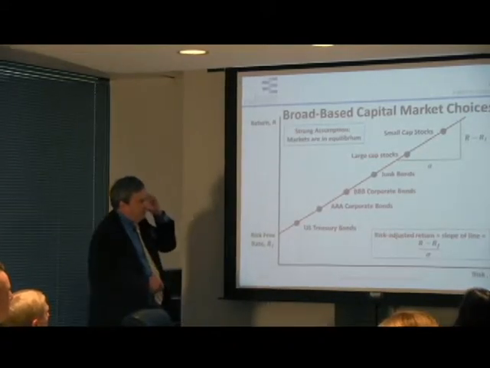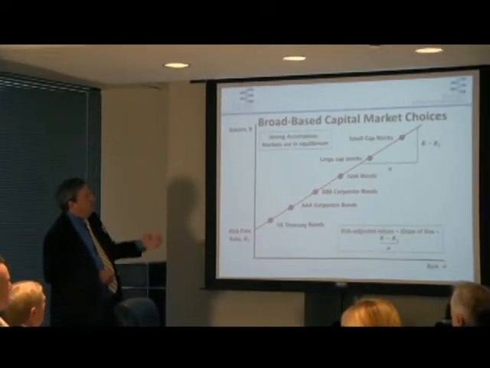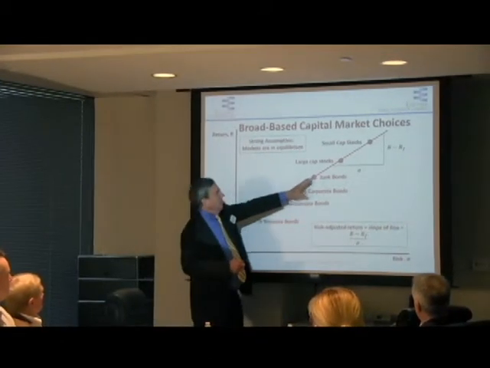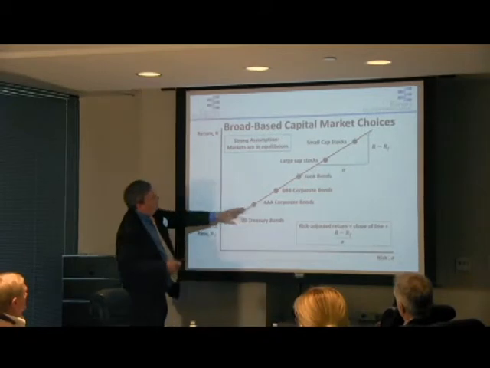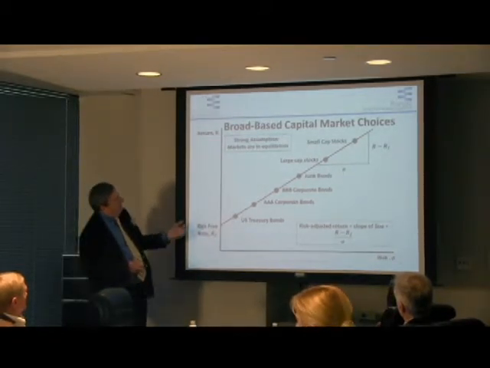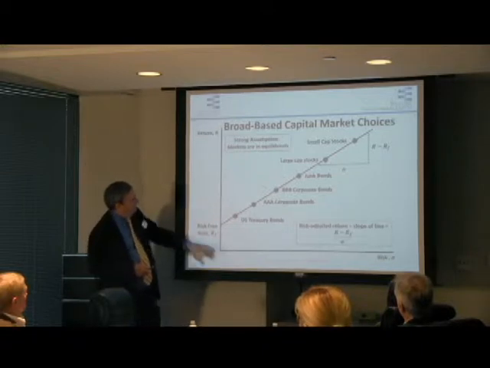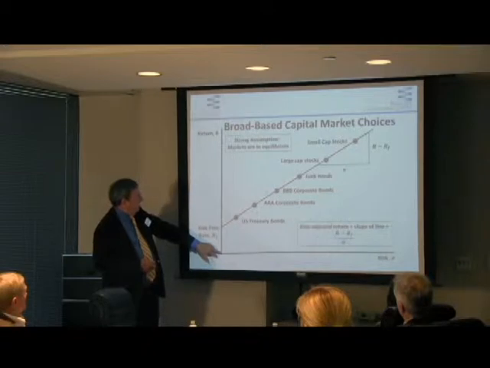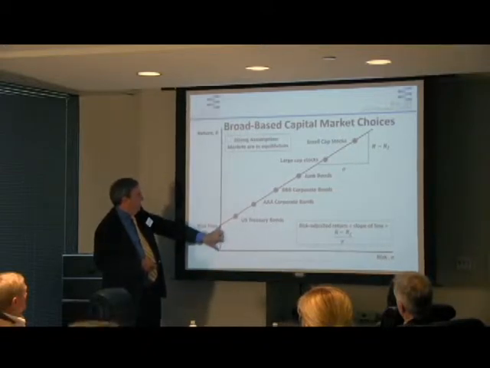Okay, now let's take a look at one way to look at capital market instruments, and this is very important. This is something called the security market line. And the slope of this line is determined by a lot of factors in the capital markets. And if you think about it for a second, if this is risk and that's return, and this is zero risk, this would be the risk-free rate on short-term treasuries.